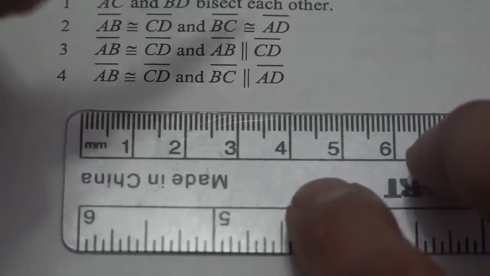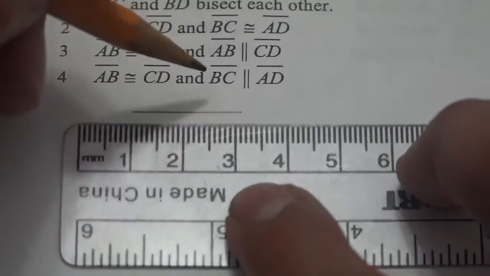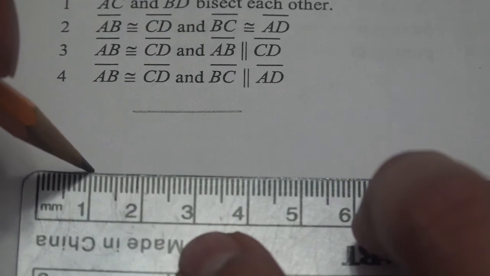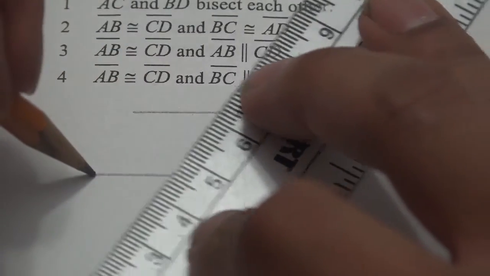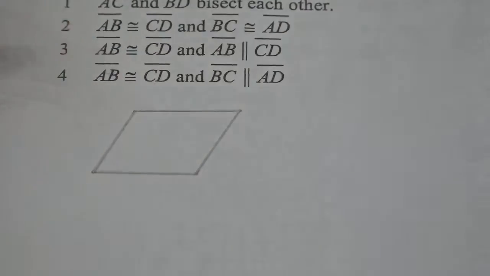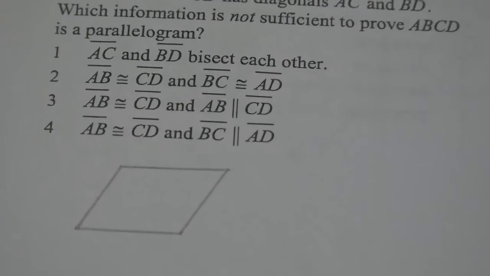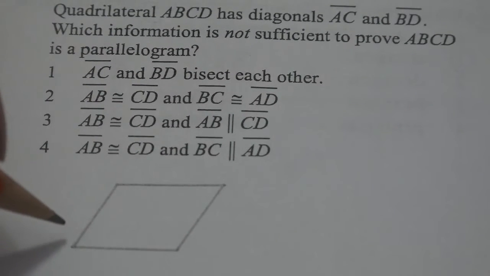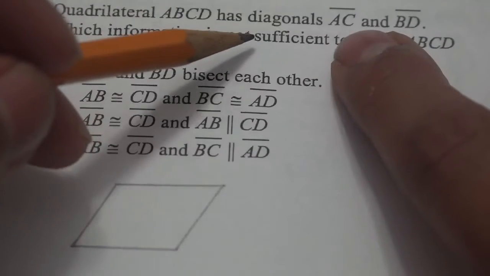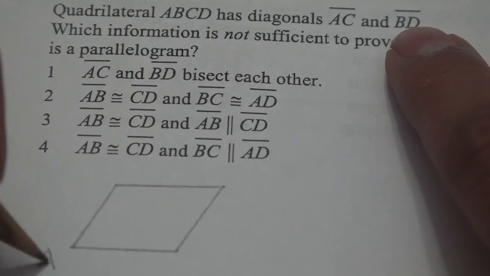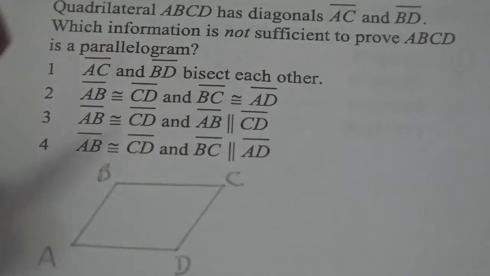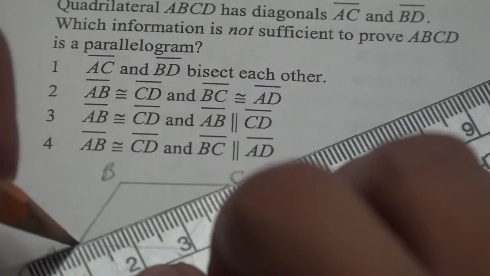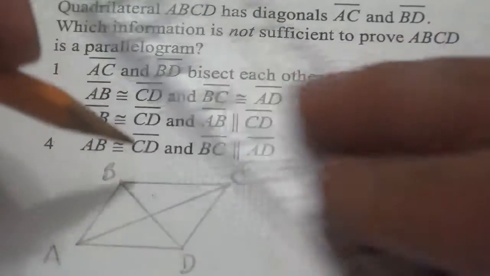So let me draw a parallelogram. Right here, 2 inches, and then 2 inches here. I mean centimeters, whatever. So we got our parallelogram, and we're going to label it A, B, C, D. It says that diagonals are AC and BD. So diagonal AC and diagonal BD.